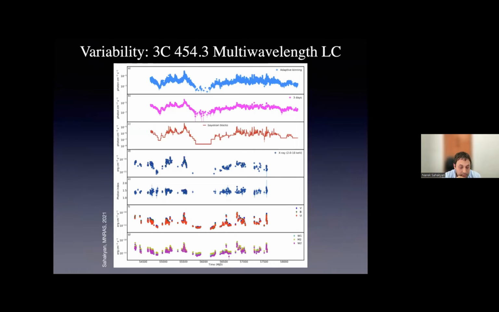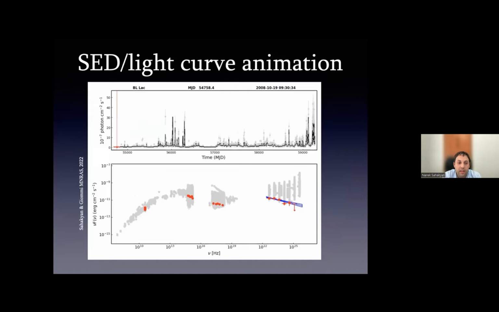So basically, this is called the light curve animation. The idea behind this is that you split the gamma ray light curve. Why the gamma ray light curve? Because we have had continuous observation of these sources since 2008 by the Fermi-LAT telescope. So you split the light curve in the gamma ray band into Bayesian blocks. For each block, you have a constant flux.